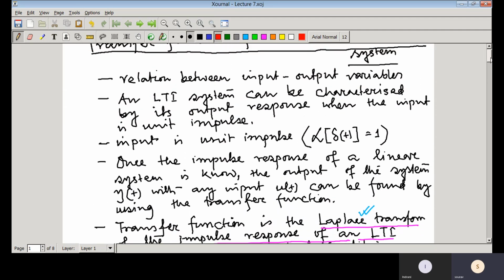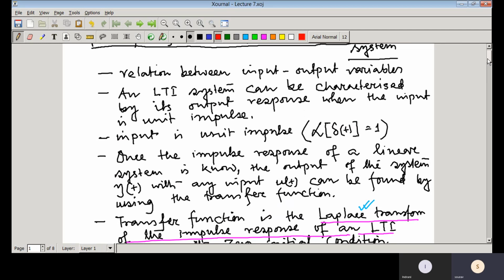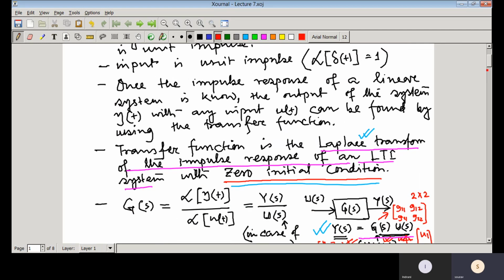So let us summarize what we have discussed now. For any LTI system, linear time invariant system, if we wish to model the dynamics of that system, we can use transfer function modeling. And what is the transfer function? The transfer function is the Laplace transform of the impulse response of an LTI system. So this is actually the definition of the transfer function.